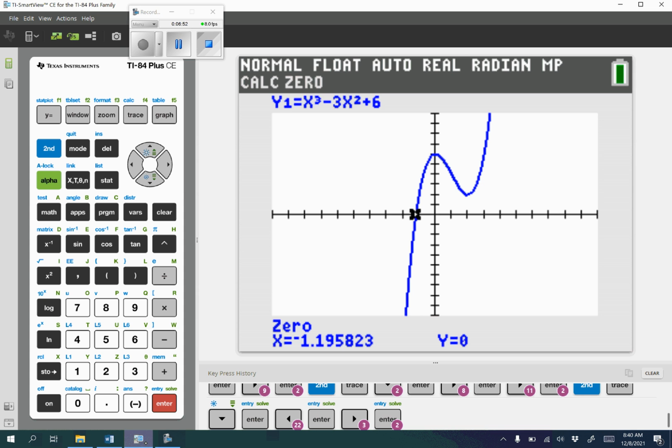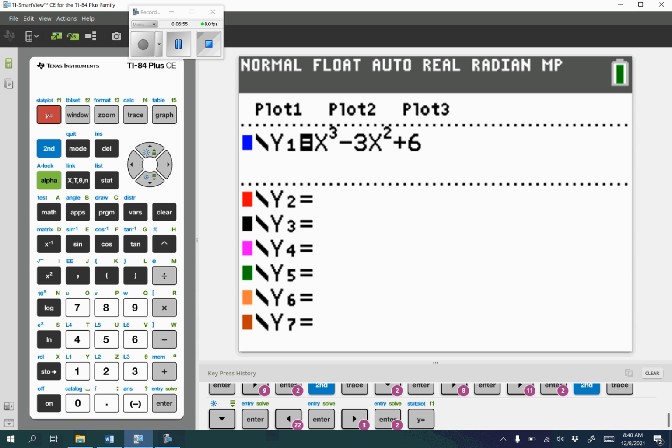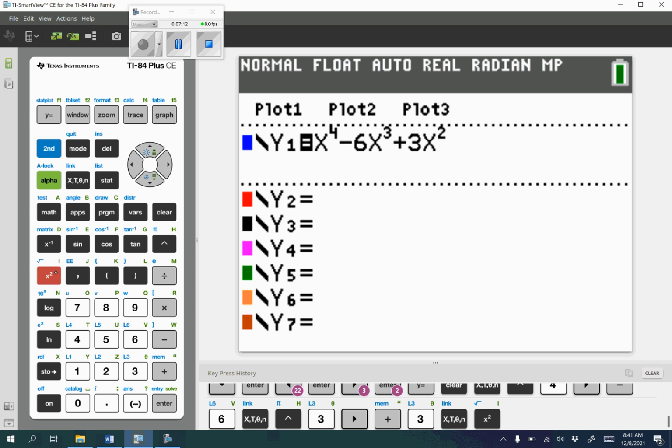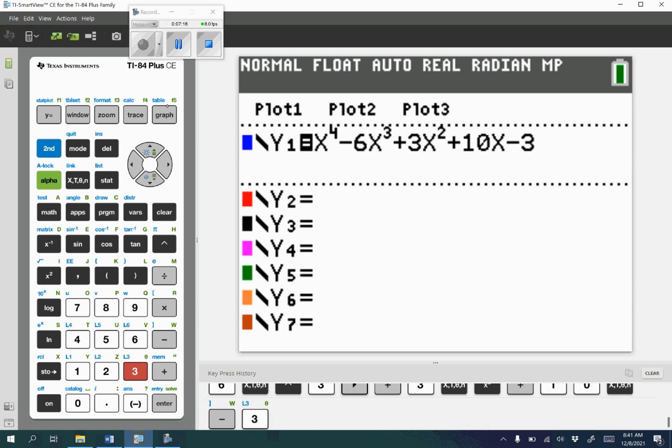Okay, let's go ahead and go through here. So I'm going to have to go back to y equals. I have to clear this, and I'm going to put in my function. So I have x to the 4th minus 6x cubed. Don't forget to make sure you do minus and not a negative, because otherwise it will give you the wrong answer, plus 3x squared, and then plus 10x, and minus 3. Okay, now we're going to graph.